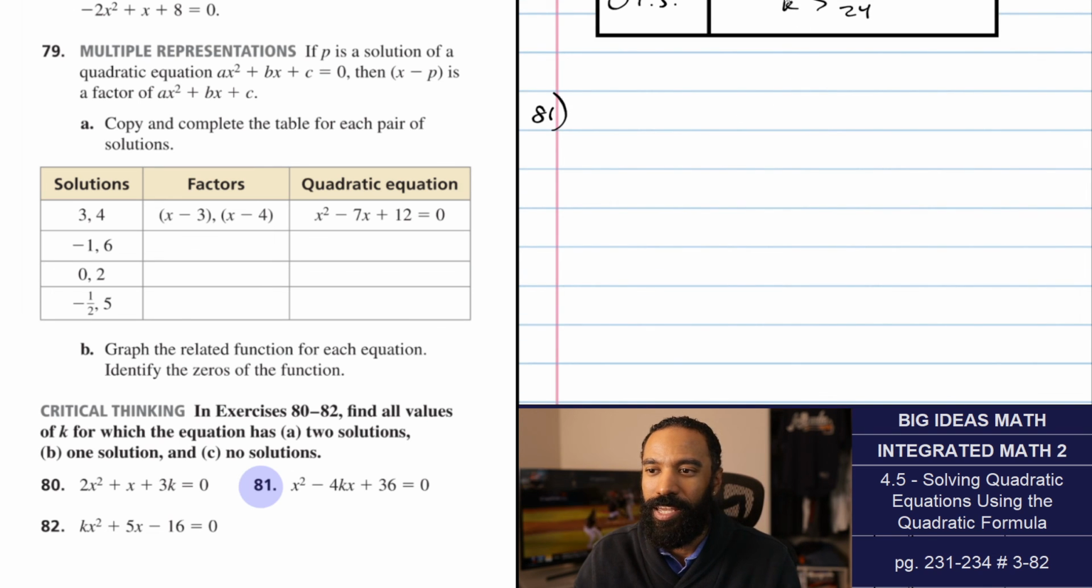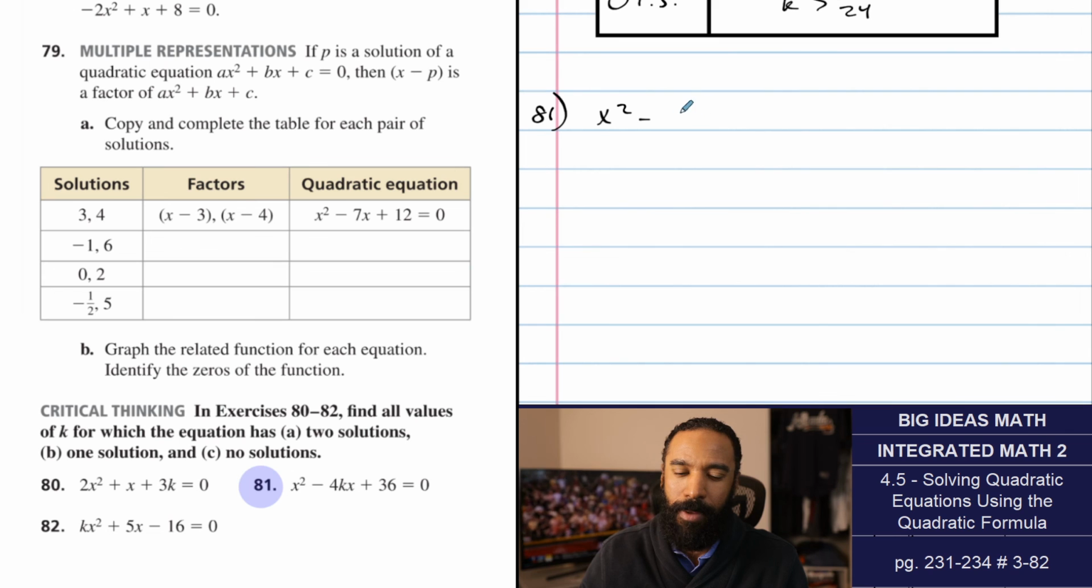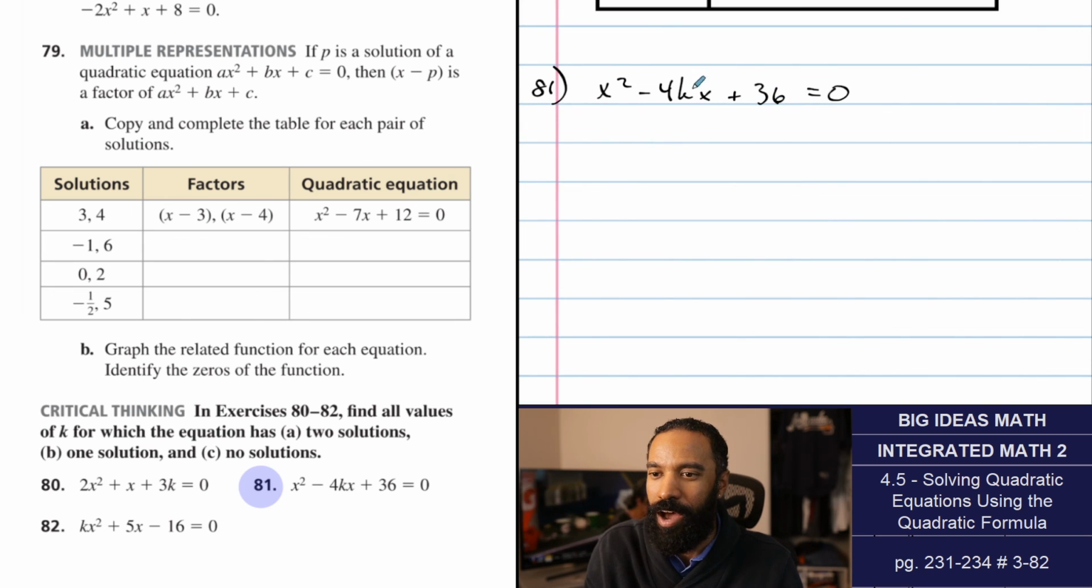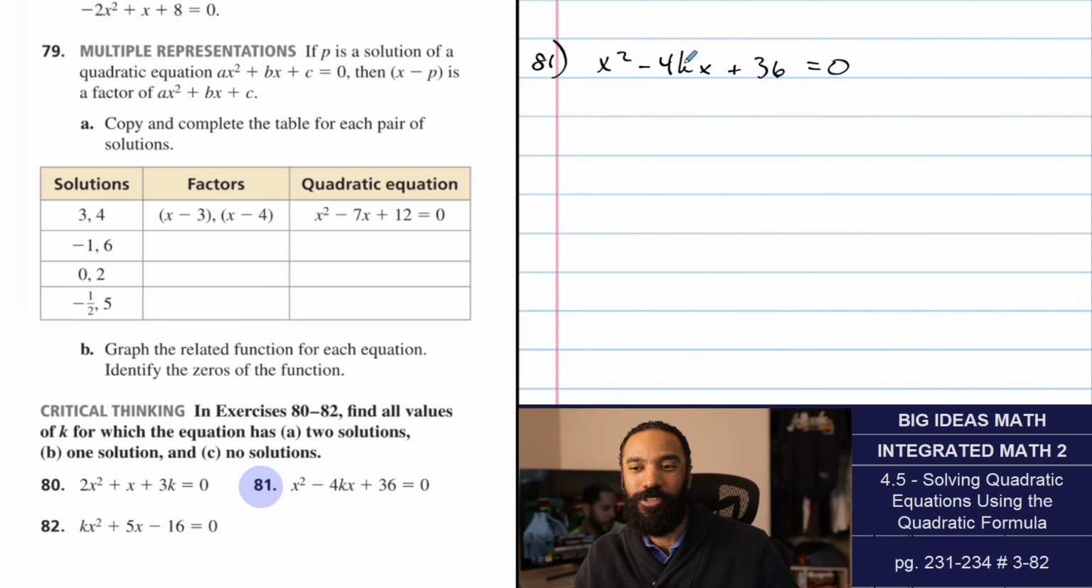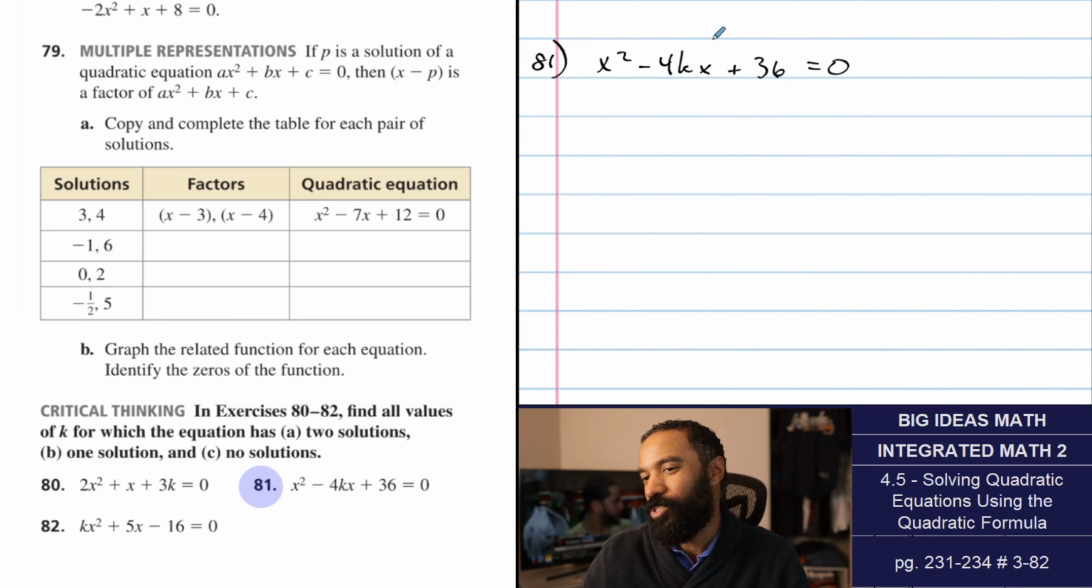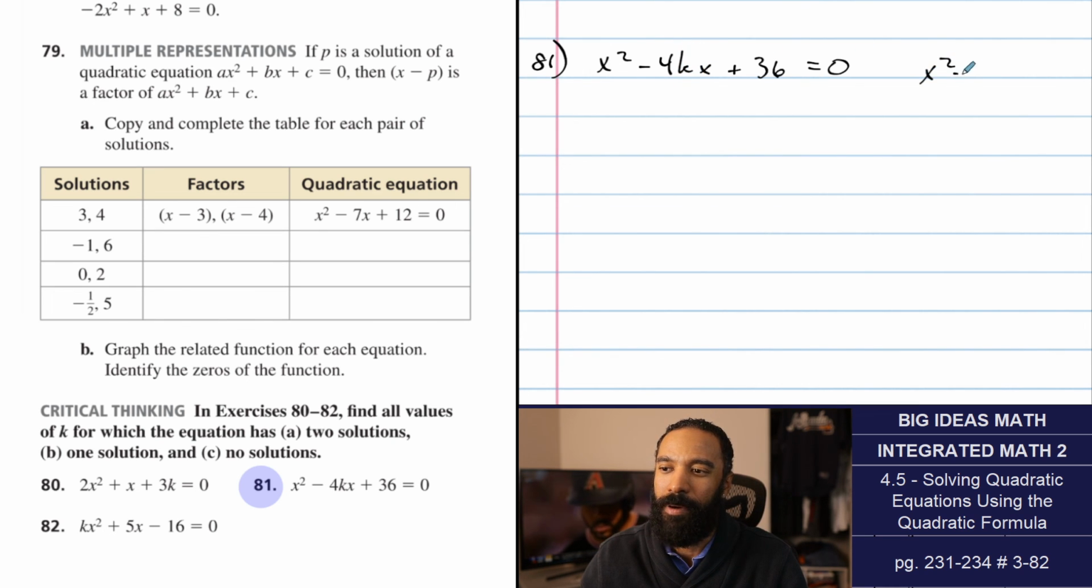So this one is x squared minus 4kx plus 36 equals 0. I could tell you this one off the bat because this is factorable. I know this one. Hey, if I don't have to do discriminant, I'm not going to. Forget b squared minus 4ac. Actually, it'll give me the same answer. But x squared minus 12x plus 36 would be a perfect square trinomial.